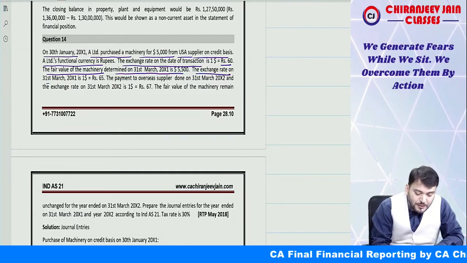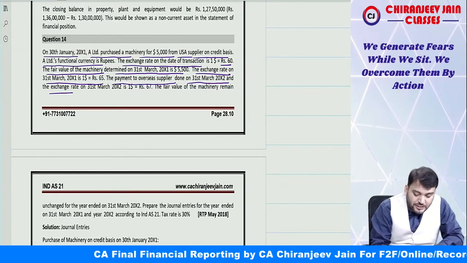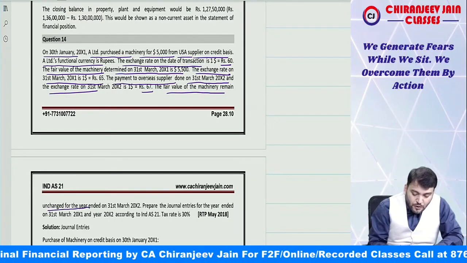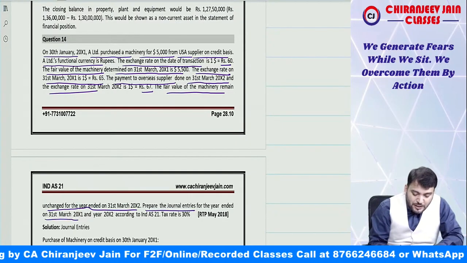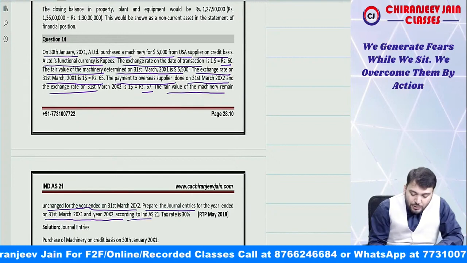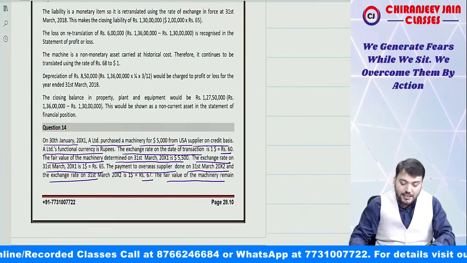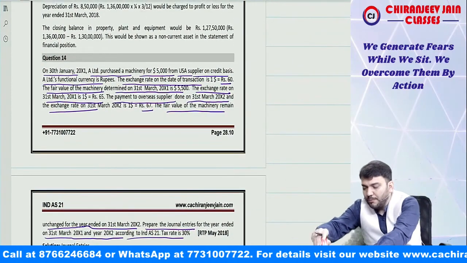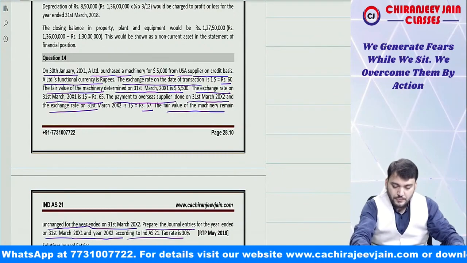The exchange rate on 31st March 2001 is 65. The payment to the overseas supplier is done on 31st March 2002 and the exchange rate was 67. The fair value of machinery remains unchanged for the year ended 31st March 2002. Prepare the journal entries for the years ended 31st March 2001 and 2002 according to Ind AS 21. Tax rate is 30%, and they have given the tax rate also. Very good question. Have you understood the question?